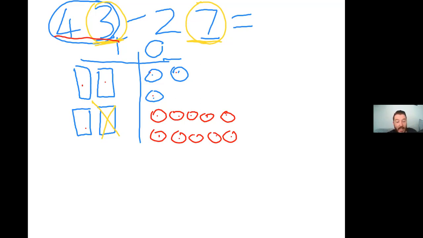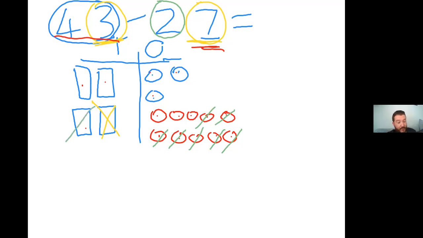So now all I need to do is take away that 7. 1, 2, 3, 4, 5, 6, 7. So I've taken away the 7, but I need to take away the 10s as well, don't I? How many 10s have I got in 27? 2 10s. So I need to cross out another 2 10s. Now I'm not going to put 2 crosses through it because I'm not exchanging it. I'm just removing it. So I'm just going to put 1 cross.